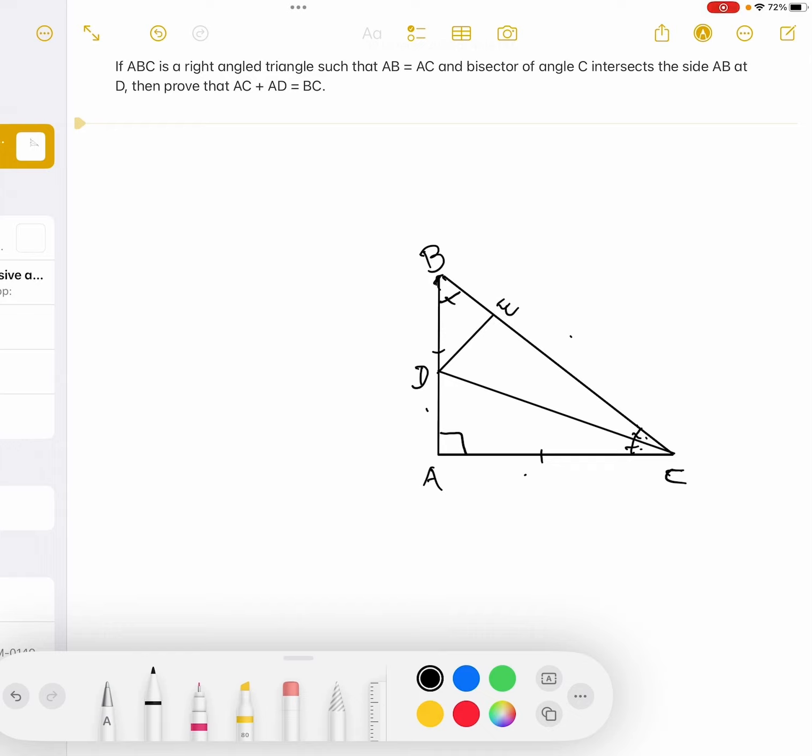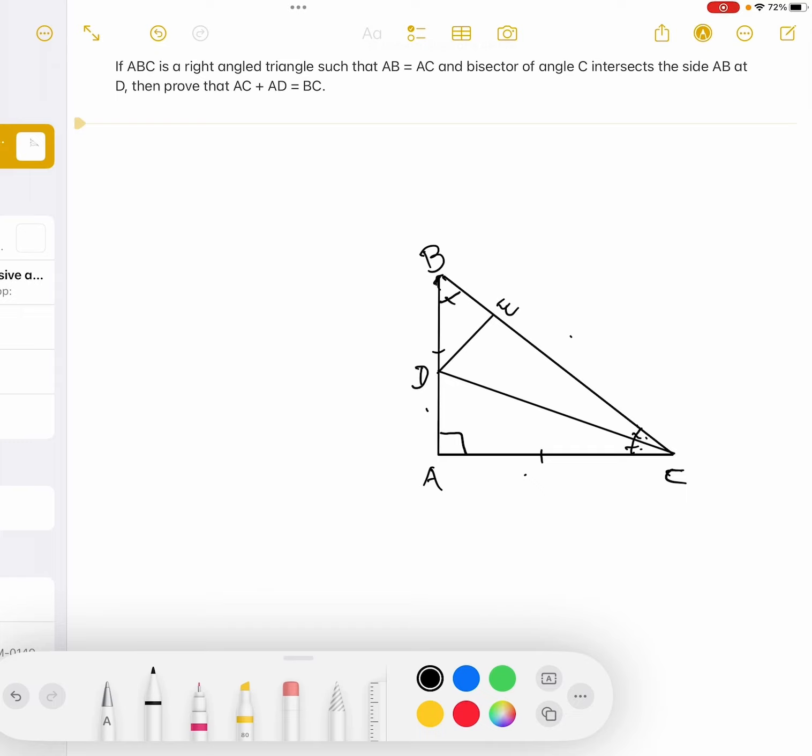So in the end, I'm just giving you a view of what we have to do. We have to show in the end EC is equal to AC and AD is equal to BE. This is what we have to show in the end, and this is how we are going to prove this question, basically solve this question.